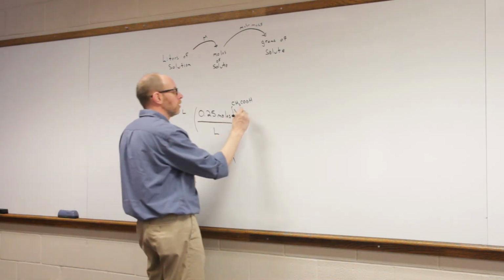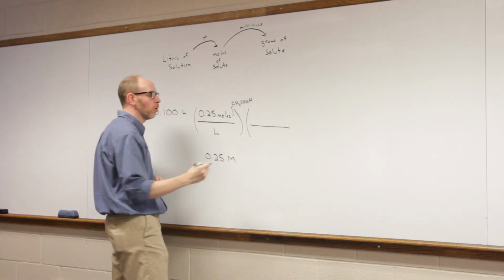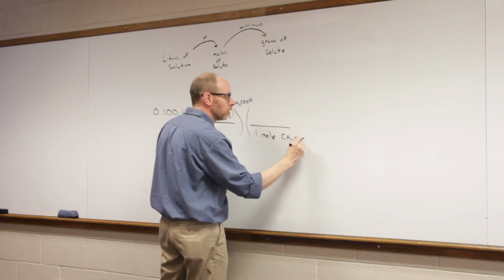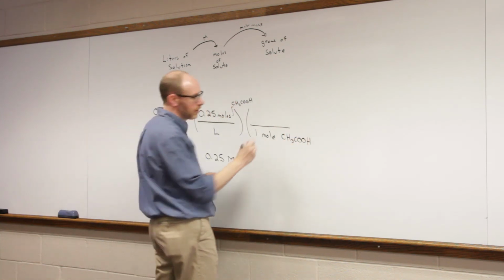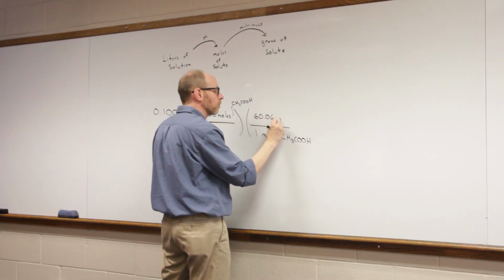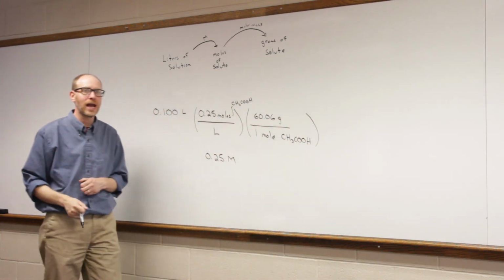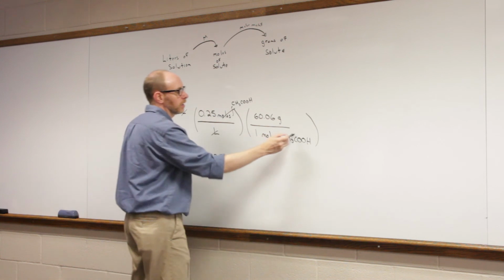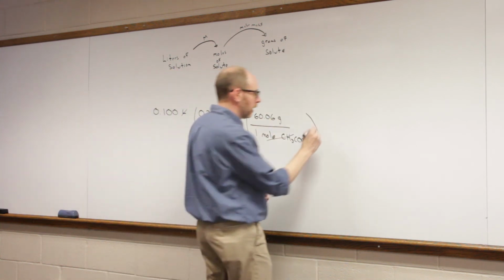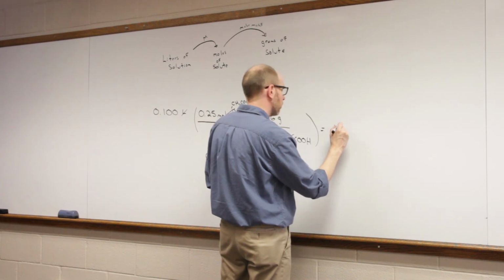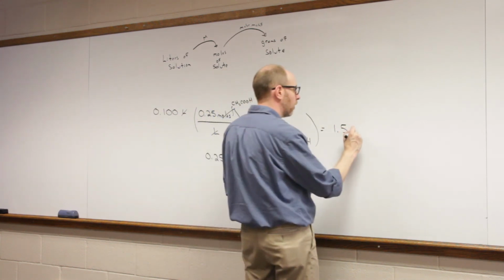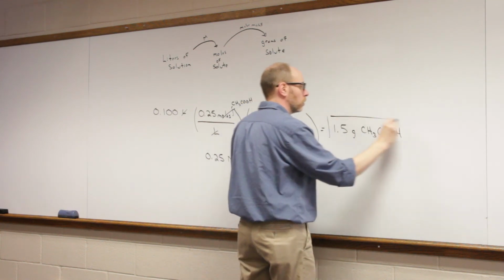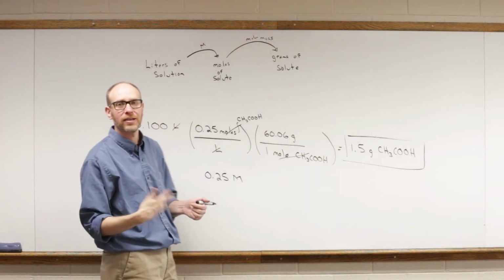Now, we want to know grams. Well, if we want to go between grams and moles, we need to know how many grams are in a mole. So 1 mole of acetic acid is 60.06 grams. So there are 60.06 grams of acetic acid in 1 mole. Just determine the molar mass. Now my liters have crossed out, my moles of acetic acid have crossed out. I'm left with grams. And if we do this to the correct number of significant figures, which is 2, we should end up with 1.5 grams of acetic acid. Using our molarity as a conversion factor.